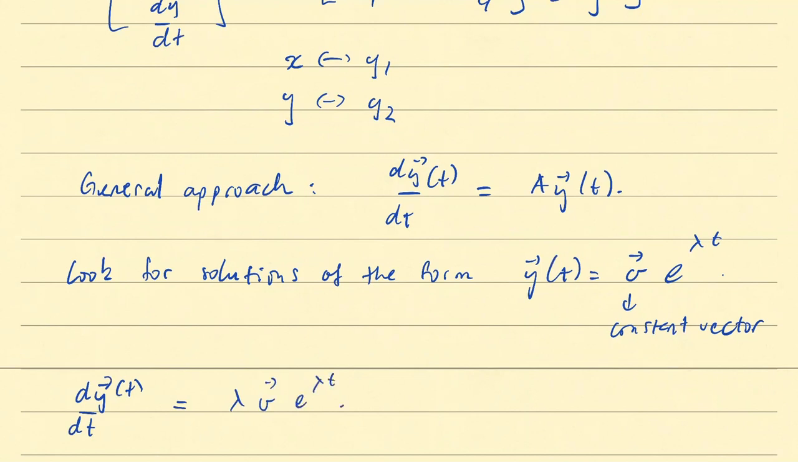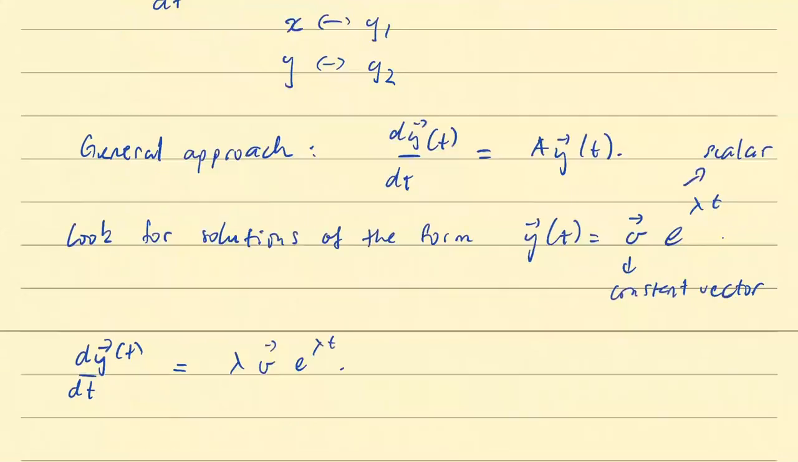So pay attention. Lambda is a scalar, so it comes down. E to the lambda t also is a scalar. The only vector in here is the vector v.